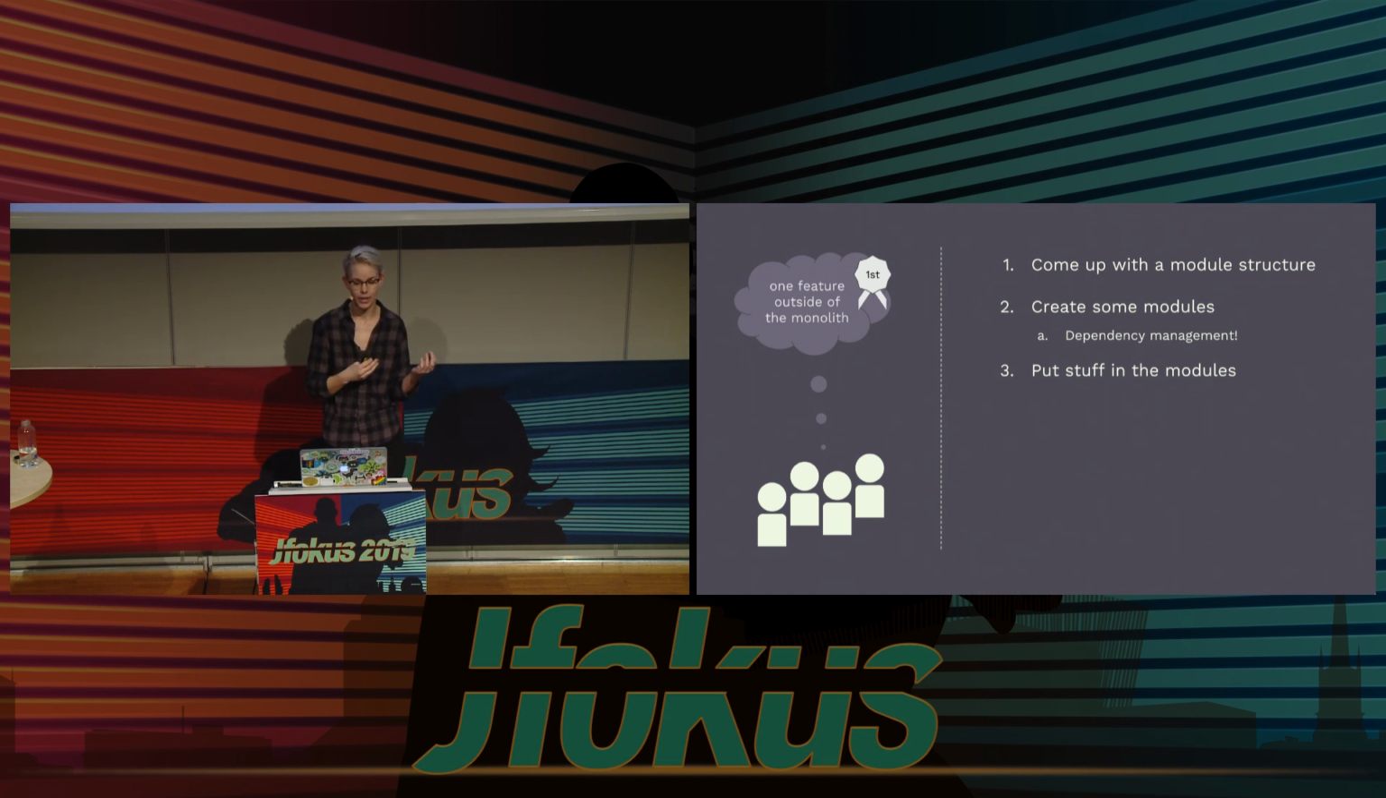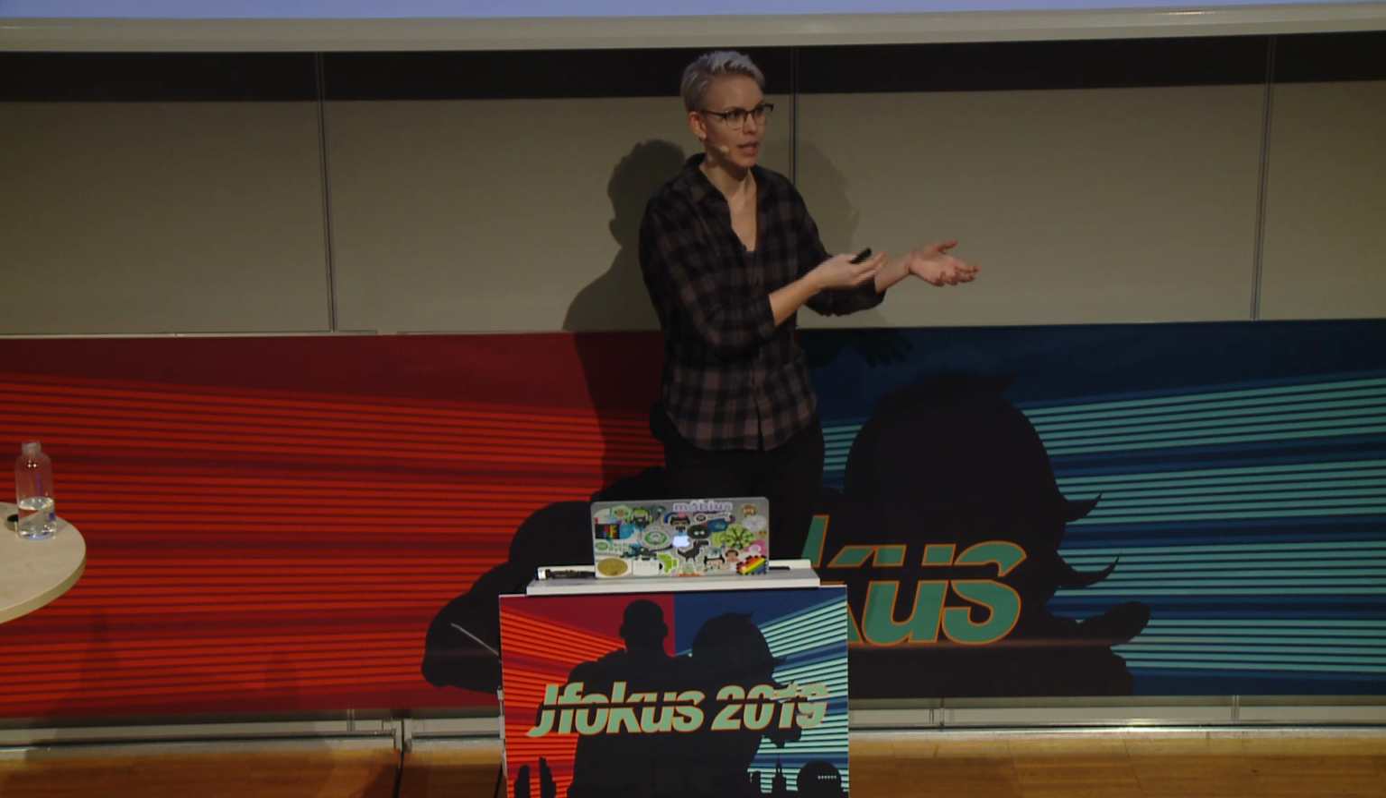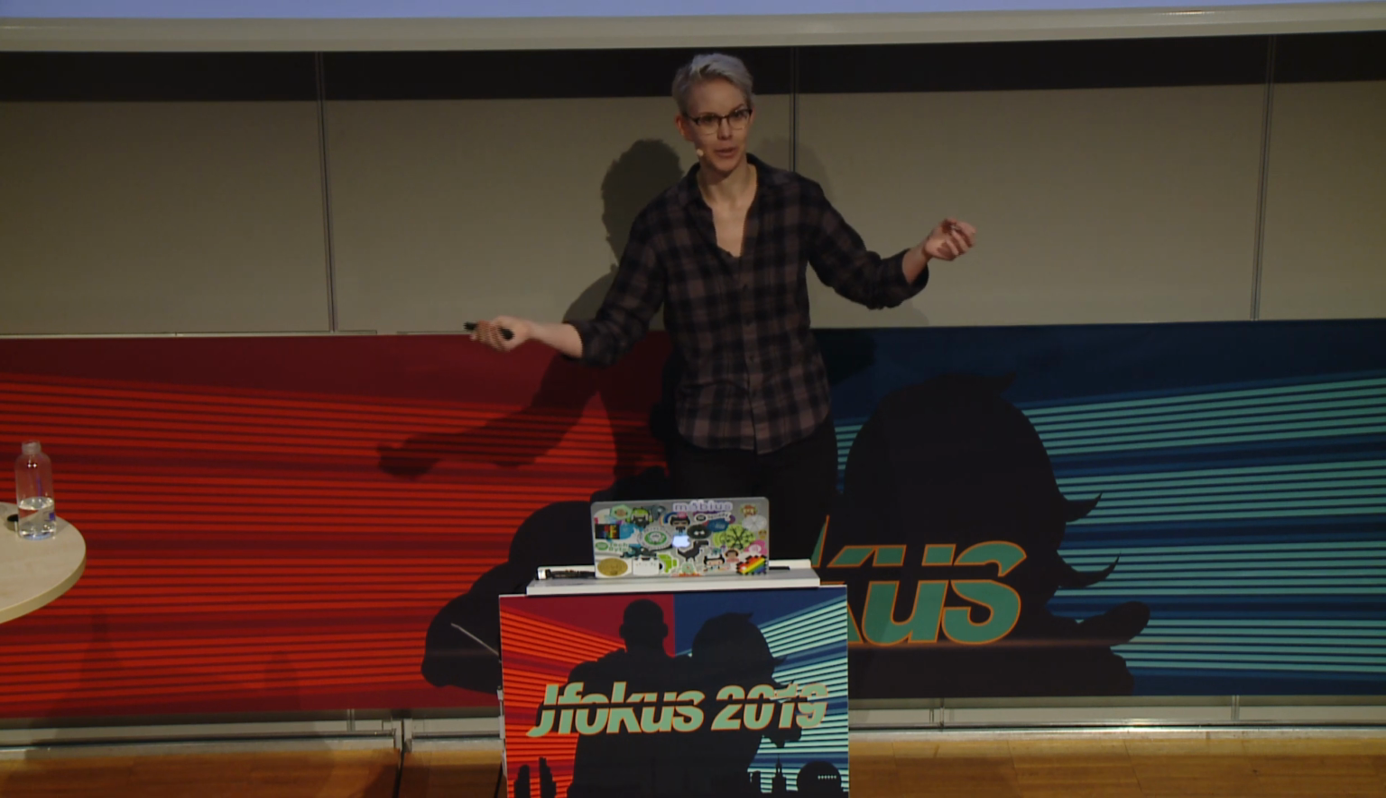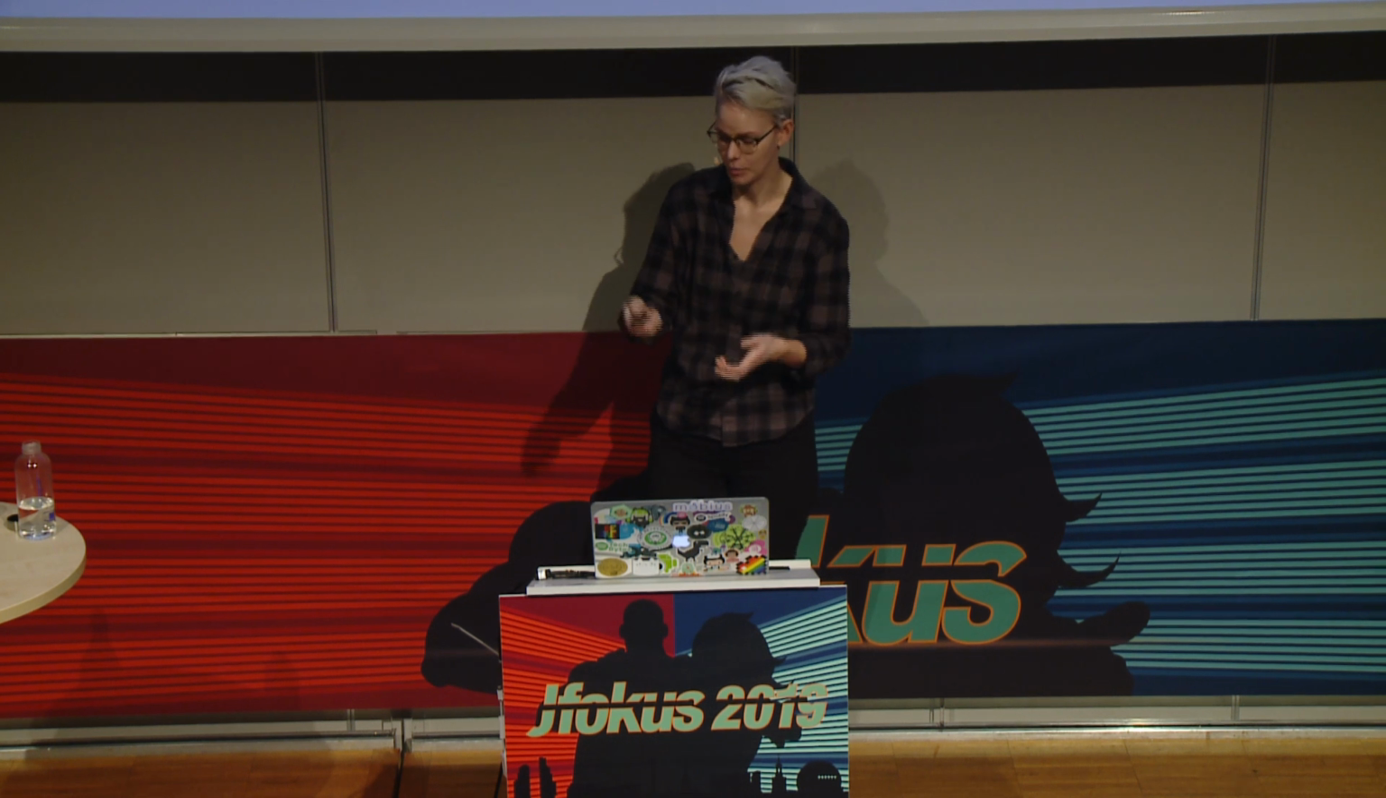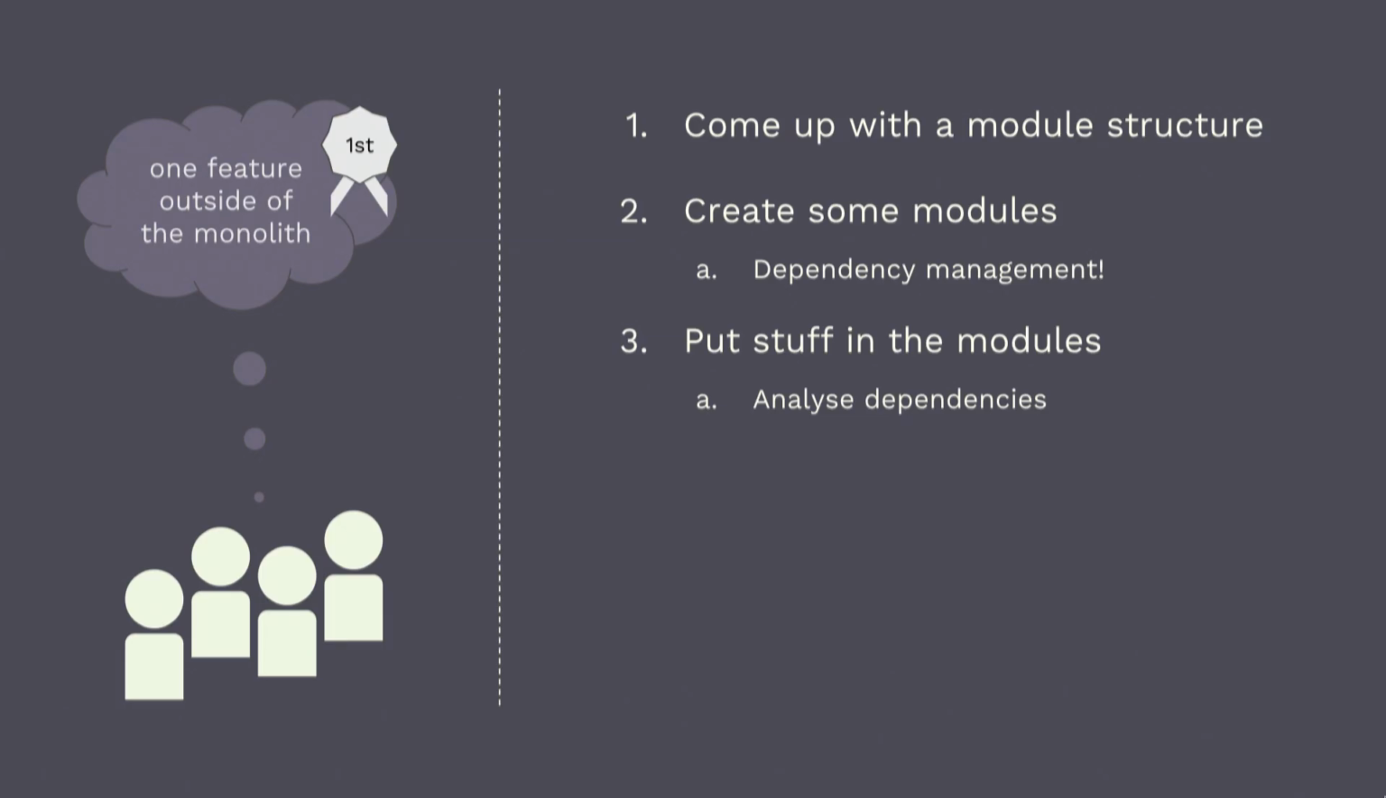So yeah, with this first feature, obviously we didn't want to just put the feature and everything that the feature depended on in the same module, because we knew that we had other features to move out as well. So we wanted to isolate the individual APIs and frameworks so that they could also be used by other modules in the future. When you put stuff into modules, the first thing you need to do is analyze the dependencies.